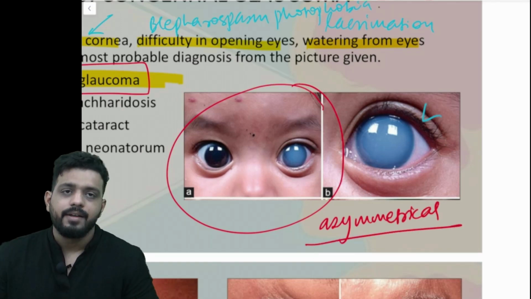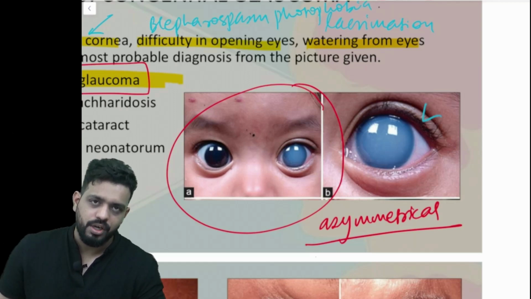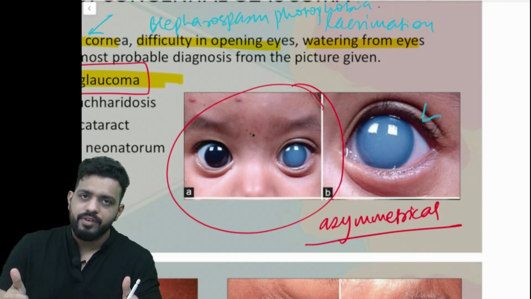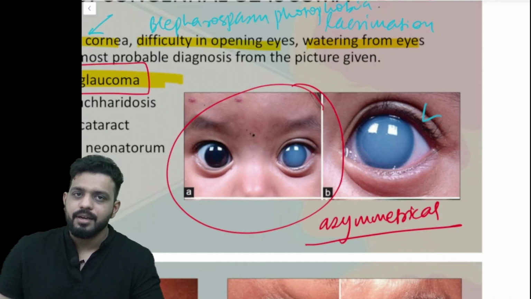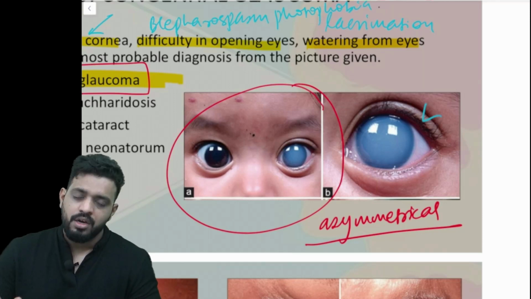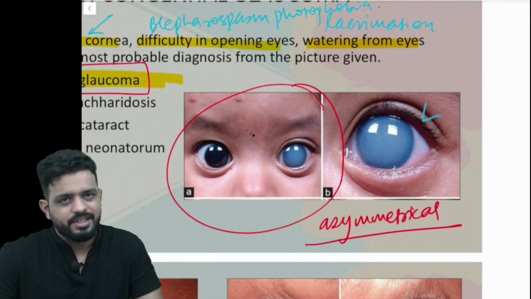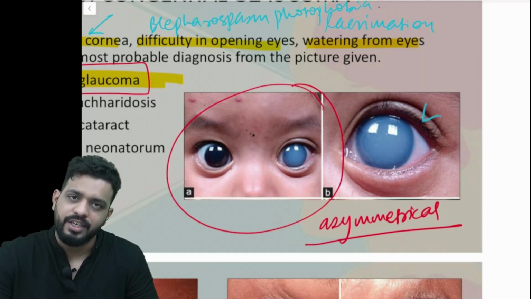Any presentation in the human body of any disease cannot be bookish. Number one point, always you should remember this. No presentation of any disease in any subject in any human body is completely bookish. So often congenital glaucoma presents bilaterally, but again it's asymmetrical. So here the left eye is affected more than the right eye.